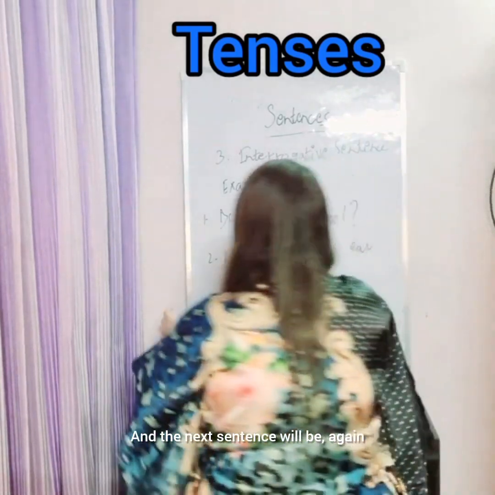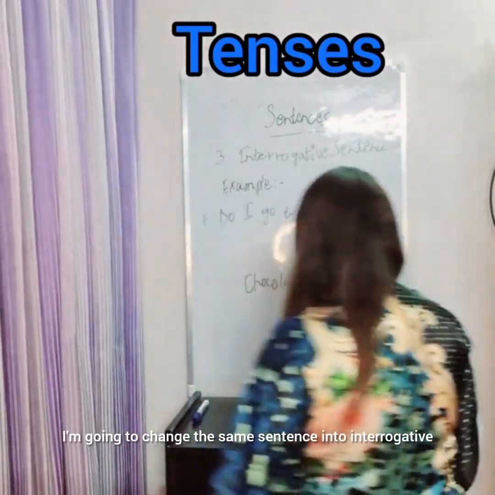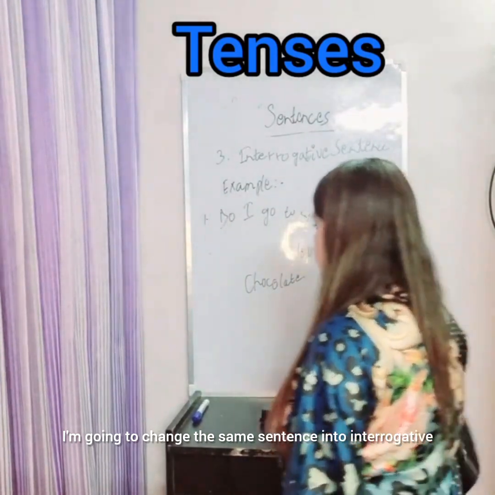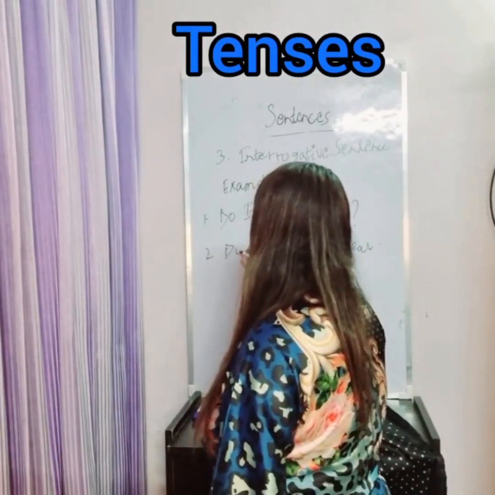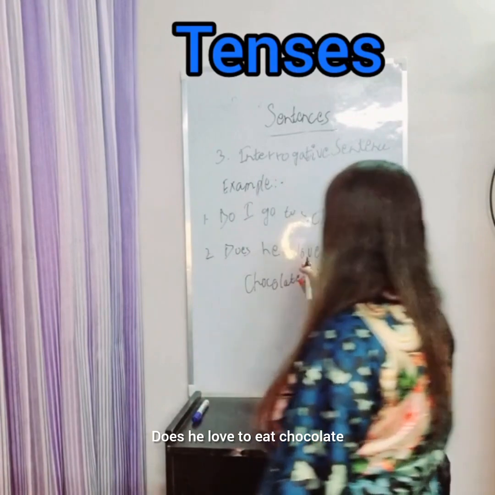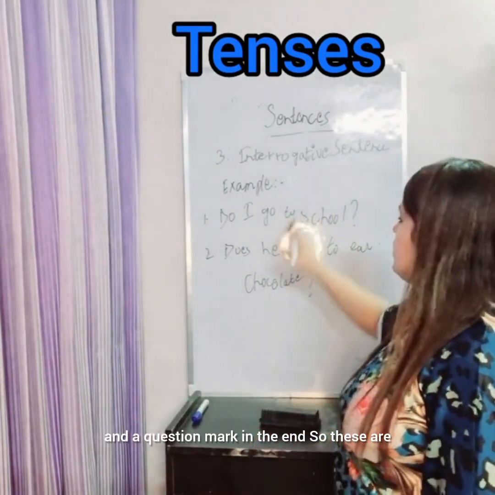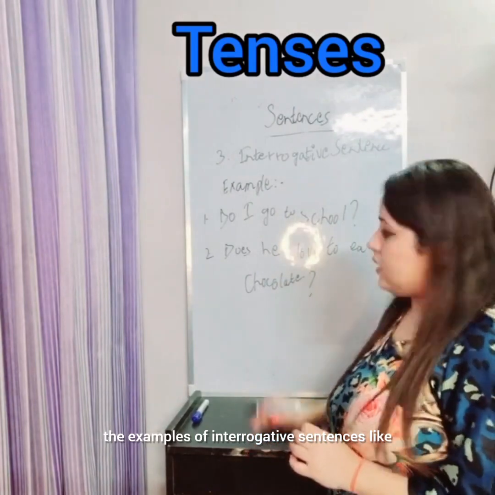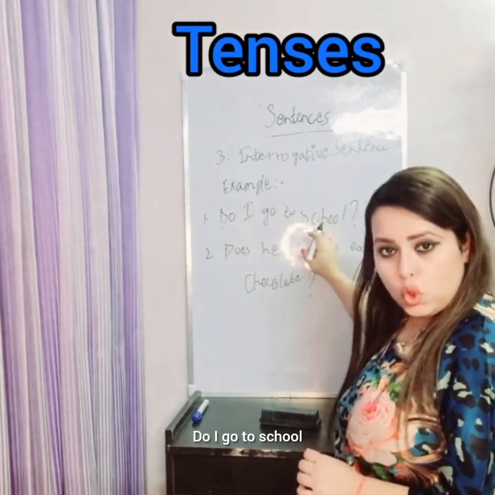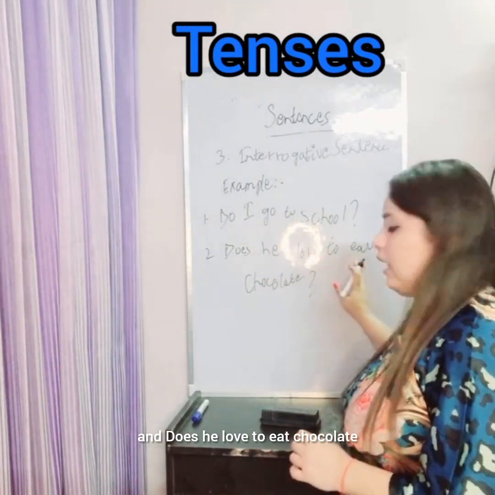And the next, again I'm going to change the same sentence into interrogative: Does he love to eat chocolate? And a question mark in the end. So these are the examples of interrogative sentences: do I go to school? And does he love to eat chocolate?